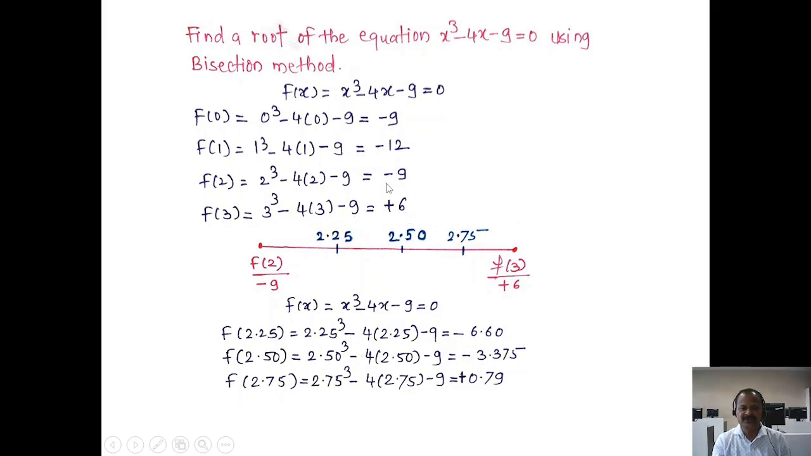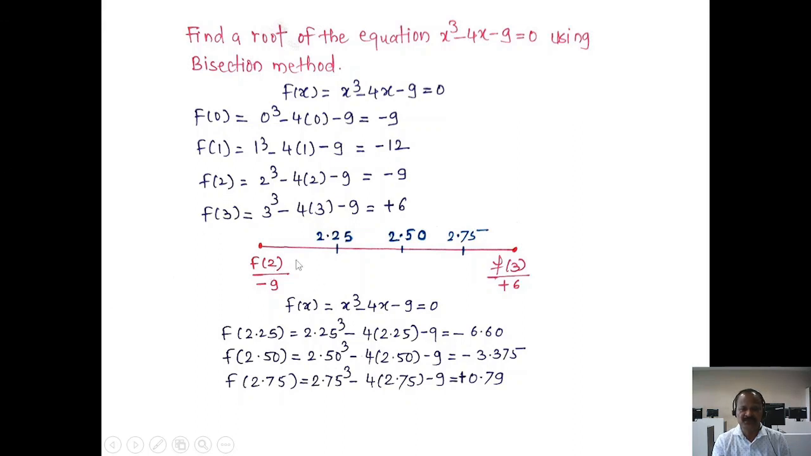So this is the negative value and this is the positive value. When you put the value 2 into this equation, we get the answer minus 9, and when we put x is equal to 3 in this equation, we get plus 6. So we can say a root lies in between 2 and 3. Now this is the iterative process. To reduce the iterations, we have to take middle values in between 2 and 3.